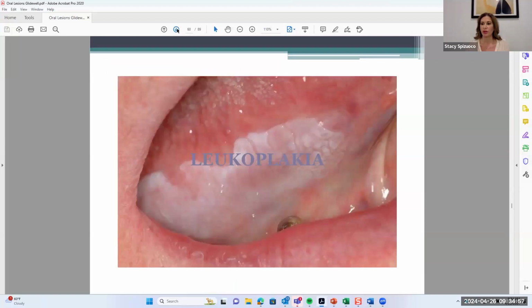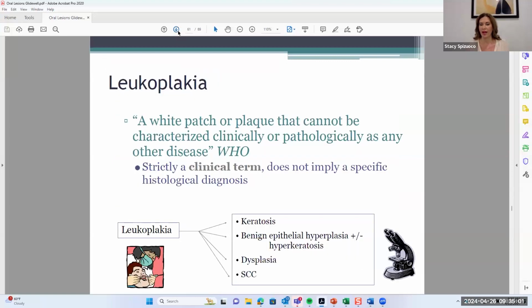Next, we're going to talk about leukoplakia. Leukoplakia is described as a white patch or plaque that cannot be characterized clinically or pathologically as any other disease specified by the World Health Organization. It's a clinical term. It doesn't really imply a specific diagnosis, but it could be the precursor to keratosis, benign epithelial hyperplasia, dysplasia, and squamous cell carcinoma.